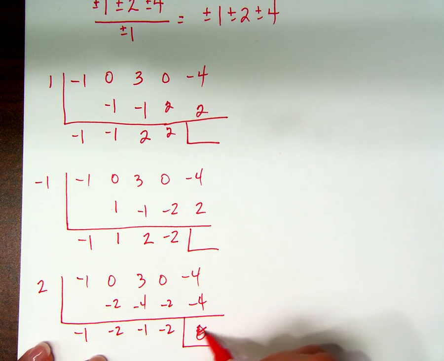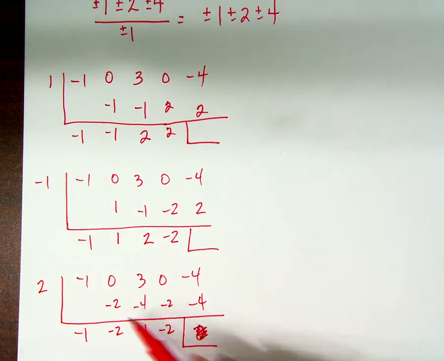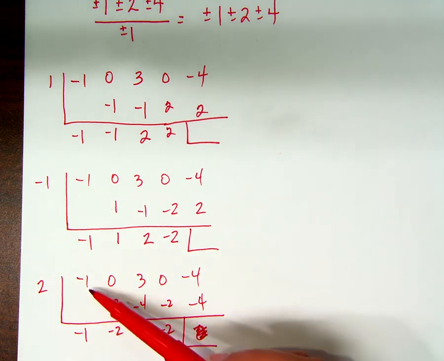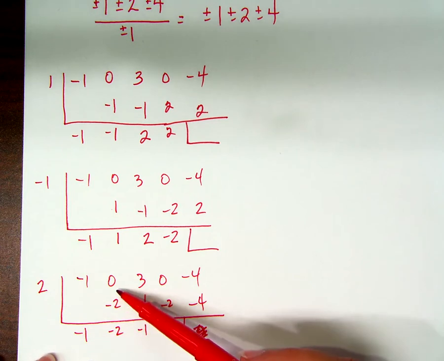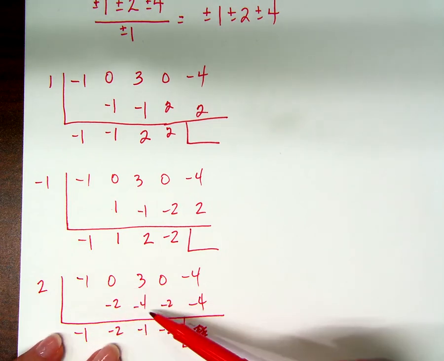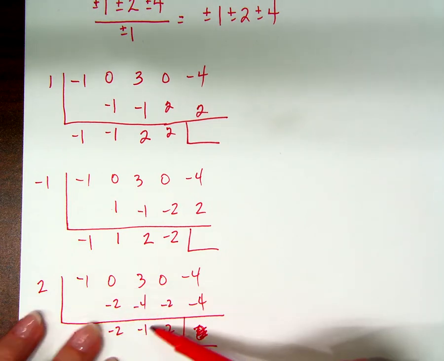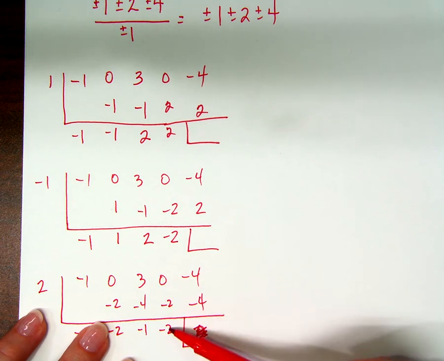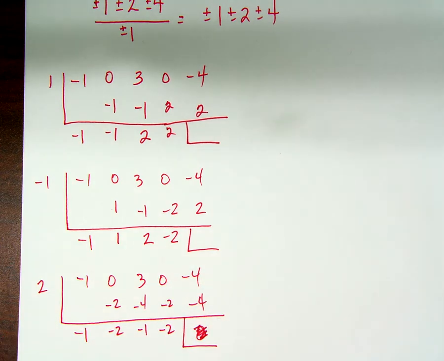0. That's not 0. Did I miss something? I did. What did I miss? Negative 2, negative 2, negative 2, negative 4, negative 1. That's a negative 2. Add that. That's supposed to work. Can you guys see what I missed?